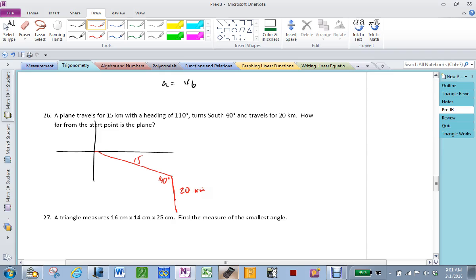Now I want to know how far away is the plane? I need this side, don't I? Right? So, is this a sine law or a cosine law? Because there's no pairs. But I have an angle, so what should I make that angle? Big A, which makes that side what? Little a, and then we solve. Go.